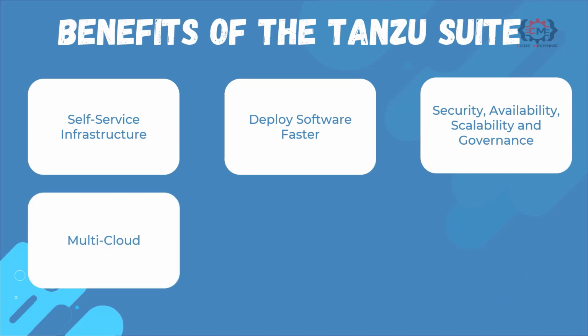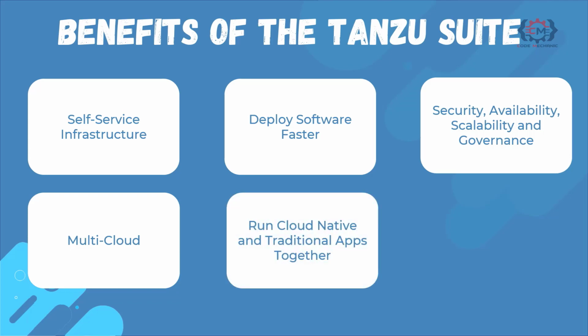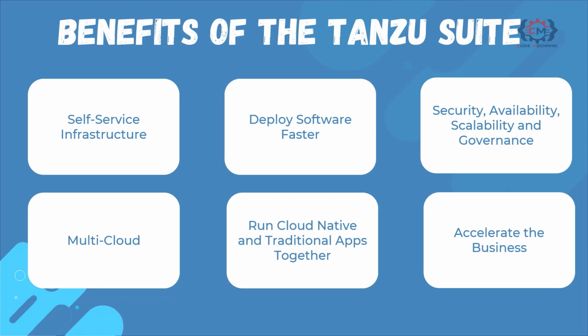Tanzu is a multi-cloud solution, so wherever you need to run this application, whether it's locally on your laptop, in an on-premises data center, or up in any of the many clouds, you can accomplish all of that with the VMware Tanzu suite. And even better, Tanzu allows you to run your cloud native application and traditional application together on the same infrastructure with the same security, availability, scalability, and governance benefits that the company requires. The end result is that VMware Tanzu can accelerate the business to be more agile, more competitive, and more efficient. So that's the high level big picture benefits for the VMware Tanzu suite.